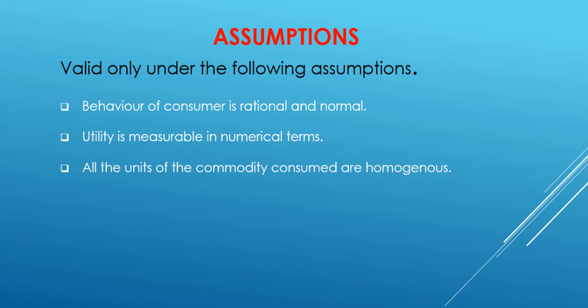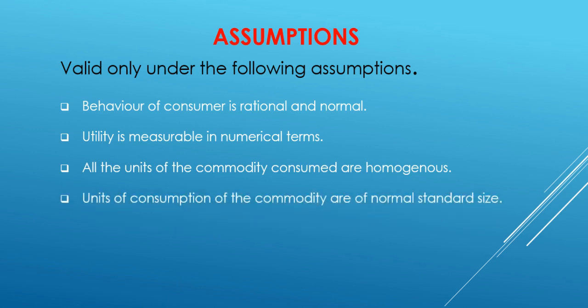Next, all the units of the commodity consumed are homogeneous. It means the size of the commodity, the taste of the commodity, and all other natures of the commodity should be the same whatever he consumes.